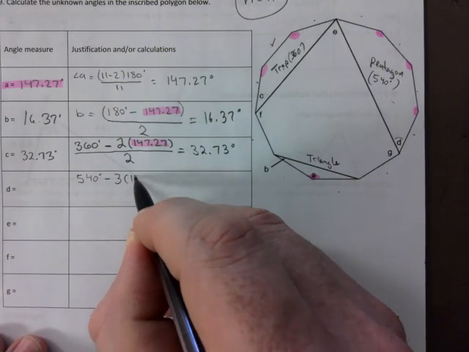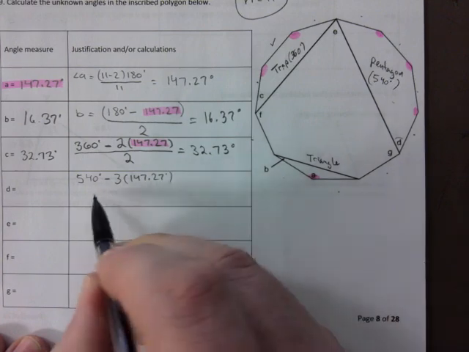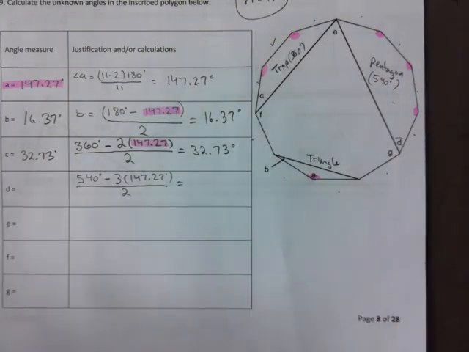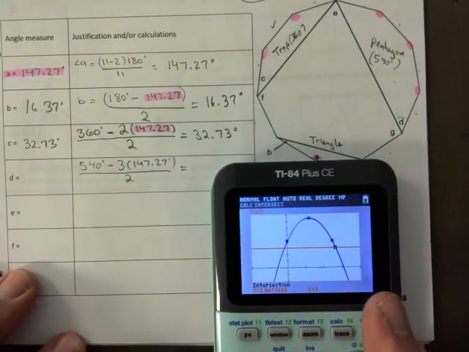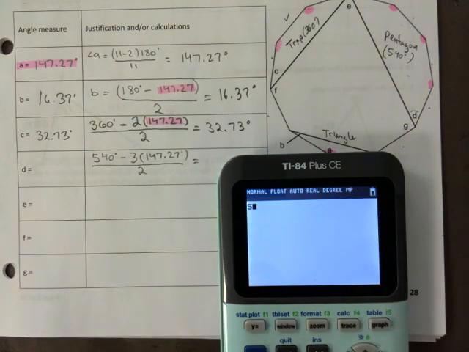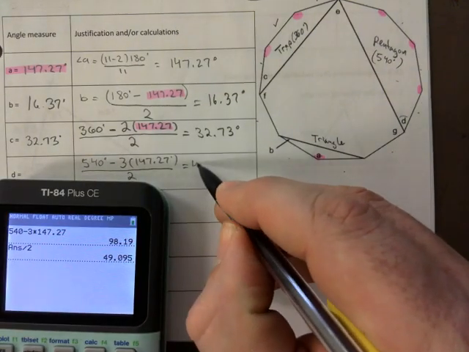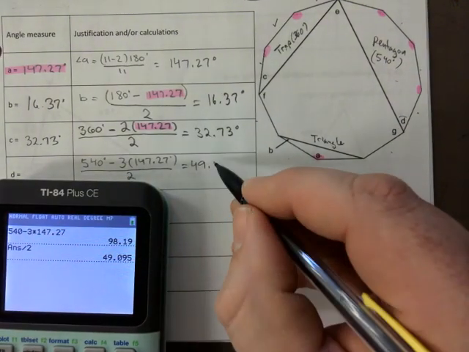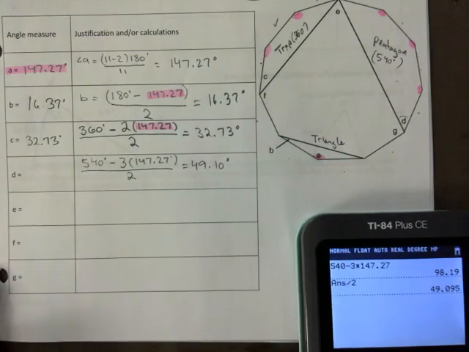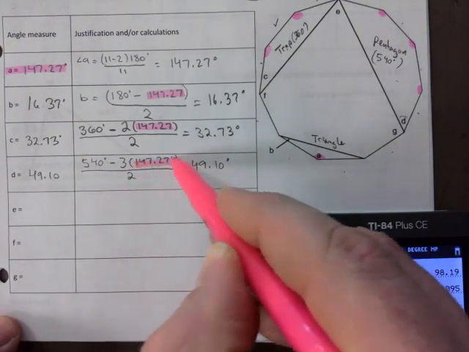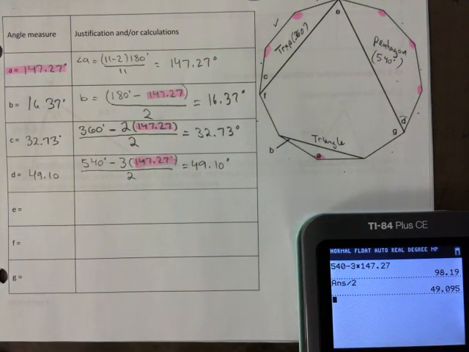So minus 3 times 147.27, all of that divided by 2. That's 98.19, and don't forget to divide by 2, so that's 49.10. That rounds to 49.10, like that. And then E.